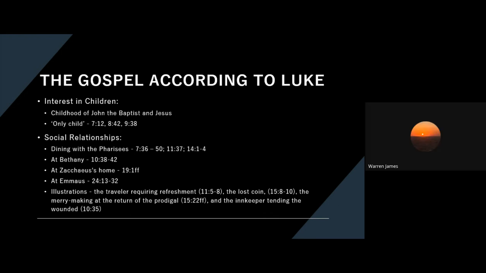Luke 11, verse 5. And he said to them, "Which of you shall have a friend and go to him at midnight and say to him, 'Friend, lend me 3 loaves, for a friend of mine has come to me on his journey, and I have nothing to set before him.' And he will answer from within and say, 'Do not trouble me. The door is now shut, and my children are with me in bed. I cannot rise and give to you.' I say to you, though he will not rise and give to him because he is his friend, yet because of his persistence, he will rise and give him as many as he needs."